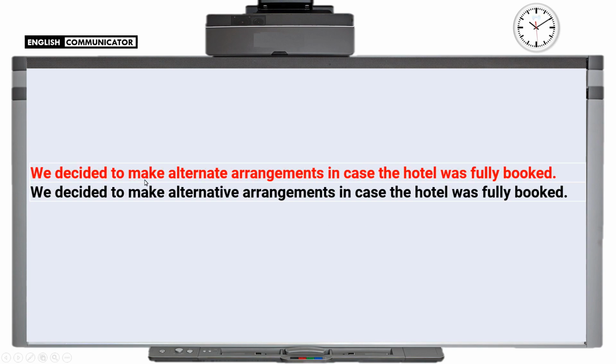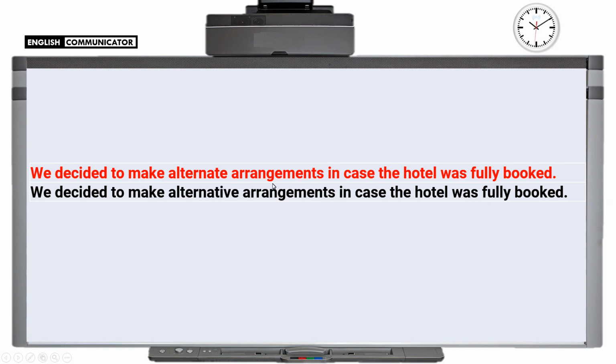We decided to make alternate arrangements in case the hotel was fully booked. Okay, look at the combination. Something is wrong here. We decided to make alternative... Yes, you can't say "to make alternate arrangements." Wrong. To make alternative arrangements. Okay? Alternative arrangements. We decided to make alternative arrangements in case the hotel was fully booked.